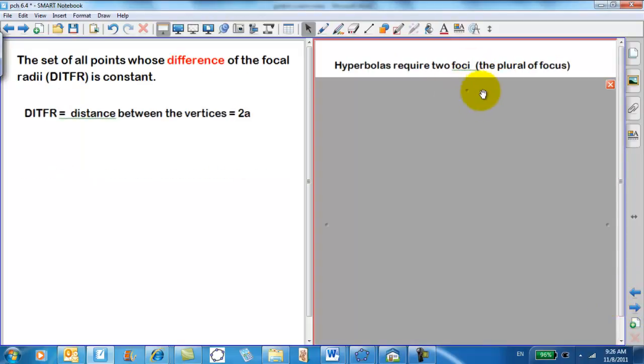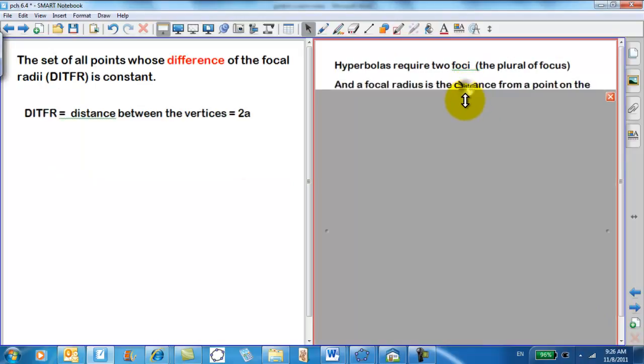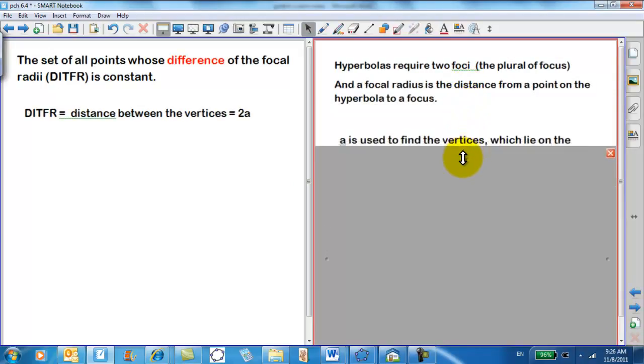Now, hyperbolas require two foci, just like ellipses. And the focal radius, we talked about that before. It's the distance from point to hyperbola.